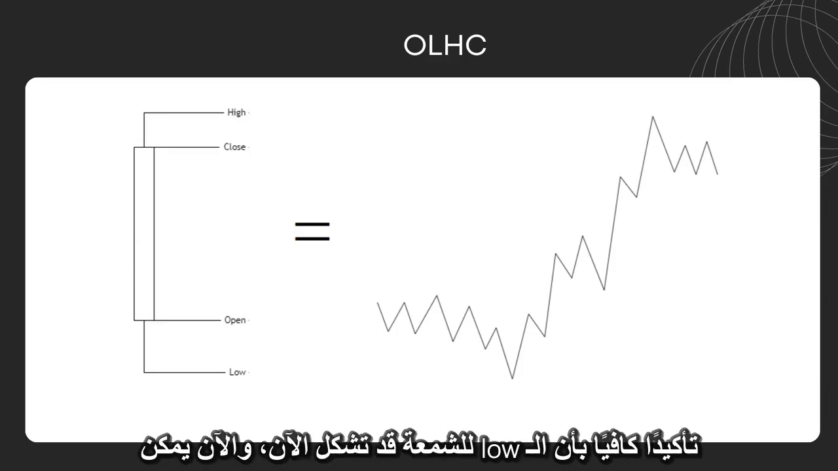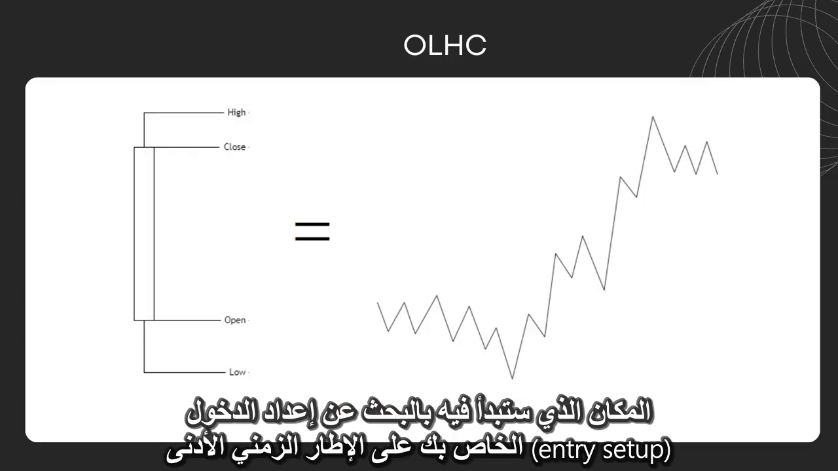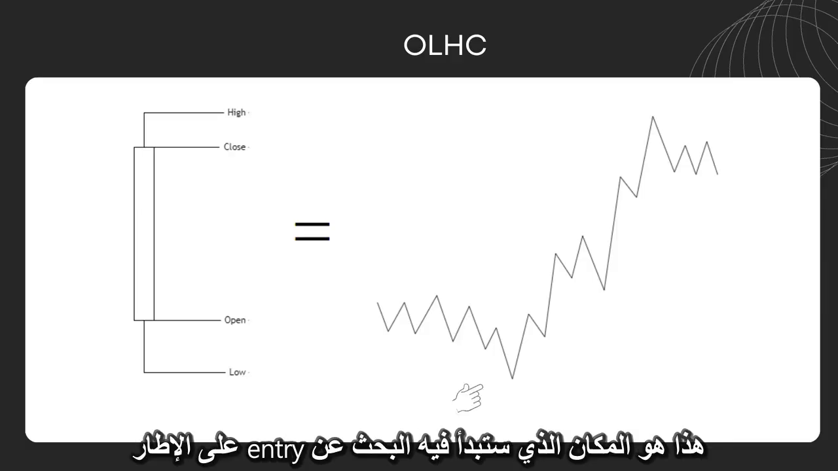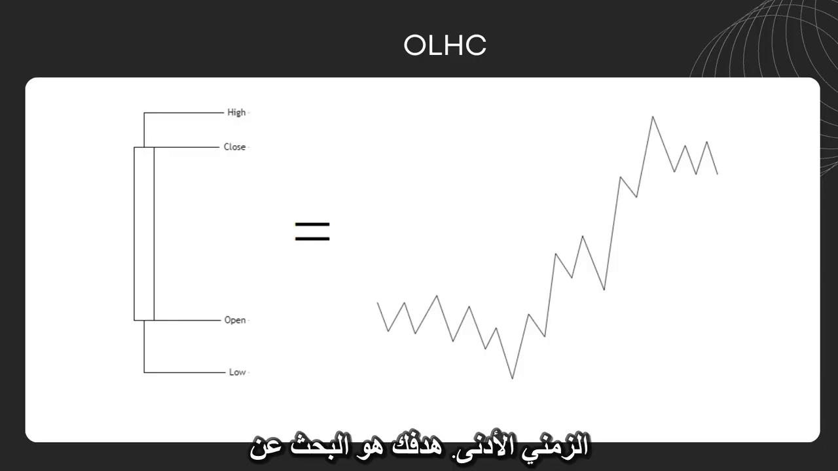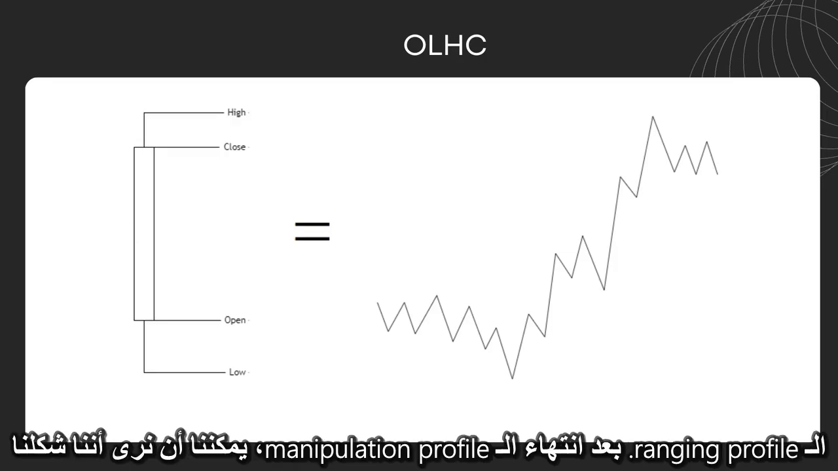That would give you enough confirmation that now the low of the candle has formed, and now liquidity could be neutralized and price can expand higher, right? This is the place where you would start looking for your entry setup on the lower time frame, after liquidity is generated and the high time frame key level is tested, right? Your objective is to look for an entry right at this time. You're going to stay away from price during the range or ranging profile.